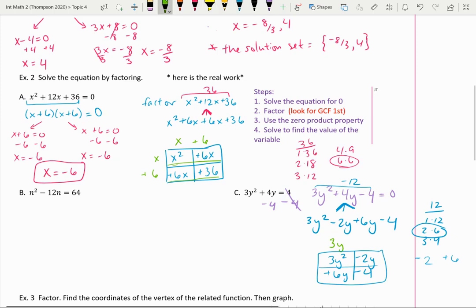Okay. So now here I have minus 2y minus 4. When I factor a number out, because the first term is negative, I factor out a minus 2. All right. Now my first row, 3y squared minus 2y gives me a y. 6y minus 4 gives me a 2. Okay, so my expressions are now 3y minus 2 times parentheses y plus 2. Now it's an equation, so it's all equal to 0.